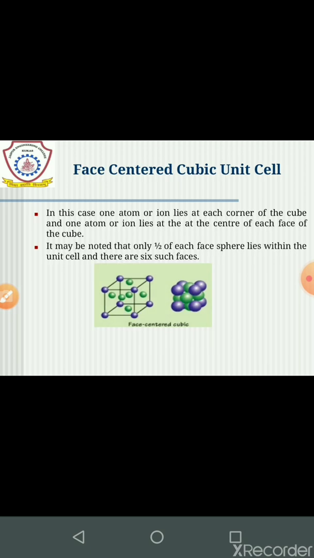Another crystal structure is FCC, the face-centered cubic unit cell. In this case, one atom or ion lies at each corner of the cube and one atom or ion lies at the center of each face of the cube. It may be noted that only 1/2 of each sphere lies within the unit cell and there are 6 such faces, as clearly seen in the diagram of FCC.